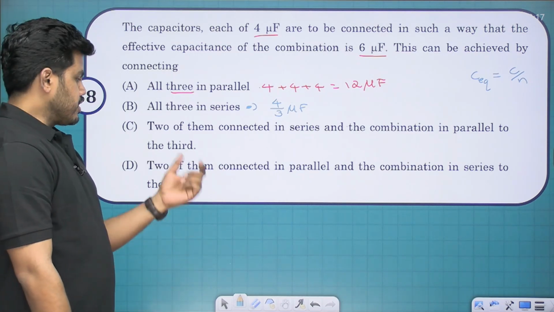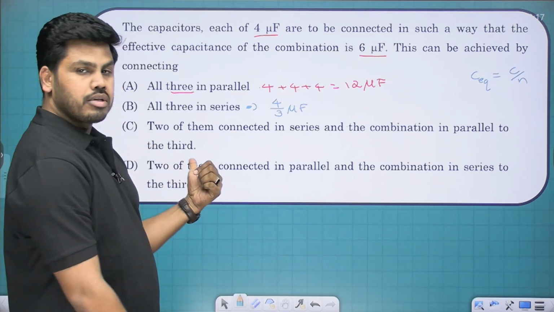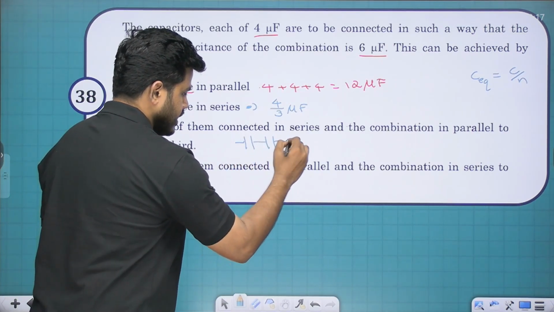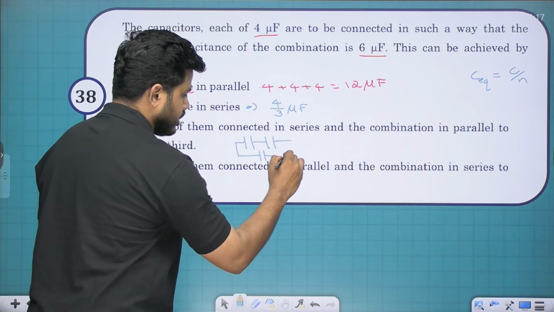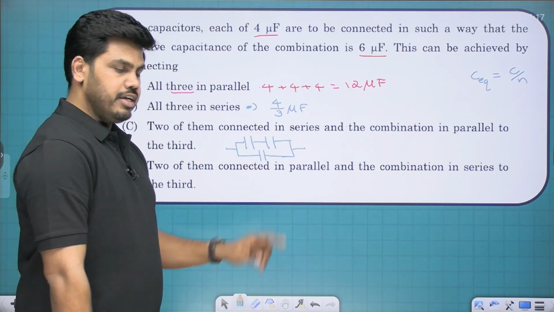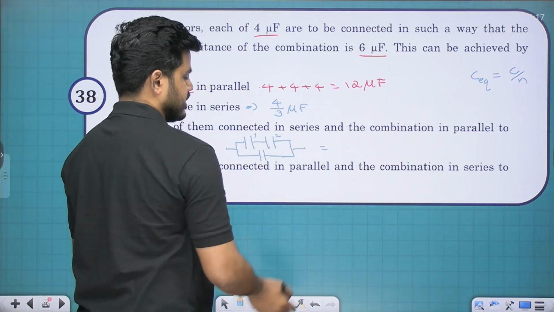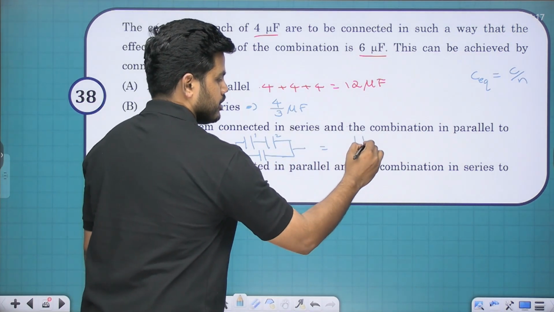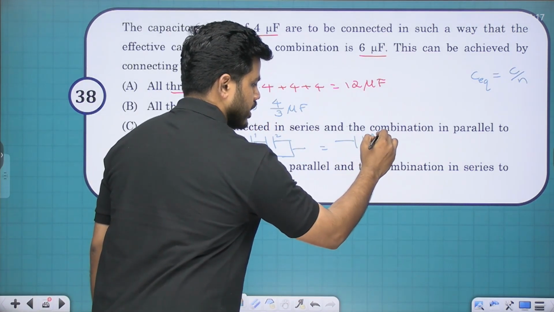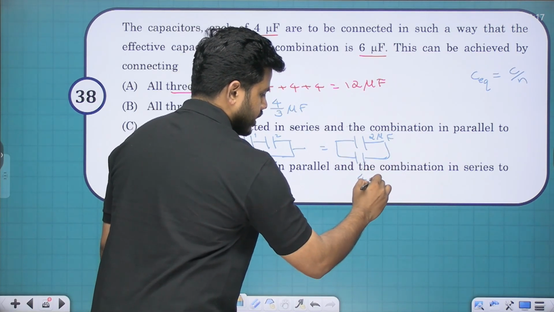Let us check the third one, option C. 2 of them are connected in series and the combination is in parallel to the third. So they say a combination of 2 in series, then that should be connected to the third capacitor in parallel. These two are 4 microfarad each, right? So what will be the effective of 1 and 2? Identical capacitors, 4 microfarad each, 4 by 2, that will be 2 microfarad. And in the other branch, we have one more 4 microfarad capacitor.